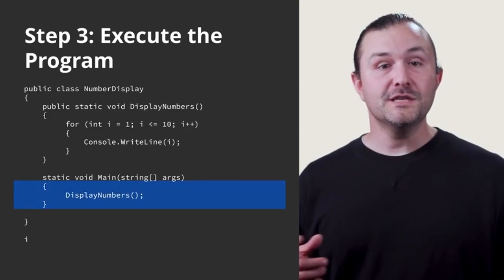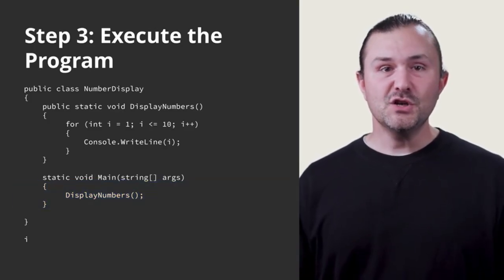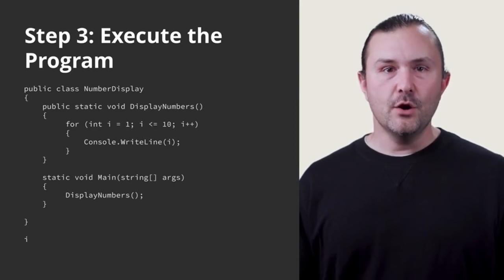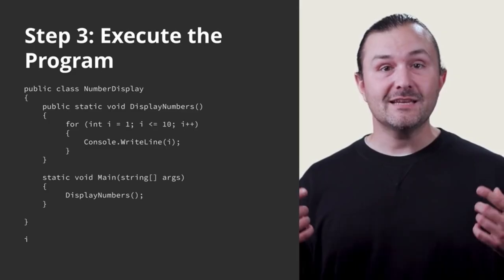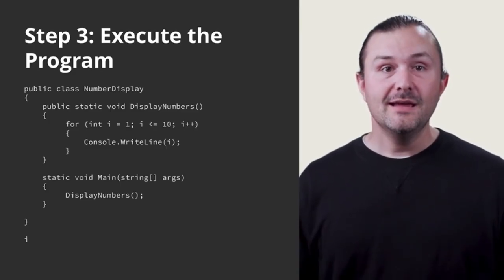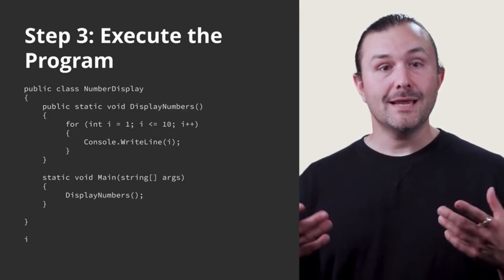Write the main method to call the display numbers method. And just a quick detail before we move on. As you may have noticed, the main method does not return int, but the word void. Void is a data type in C# that just means nothing. It is used when the method does not return anything.